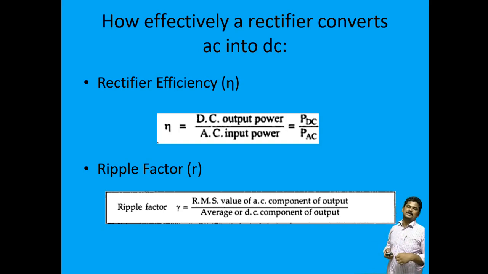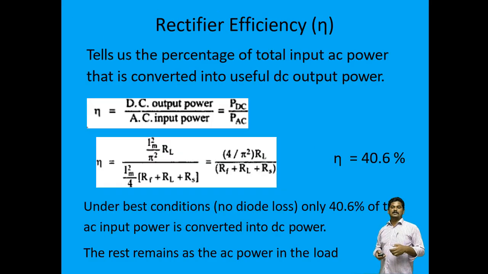And the next one is the ripple factor. Ripple factor means how much AC is available at the DC output. To find that AC component, we use the ripple factor, and the formula for the ripple factor is the RMS value of the AC component of the output divided by the average or DC component of the output, and we indicate this ripple factor with the symbol gamma.